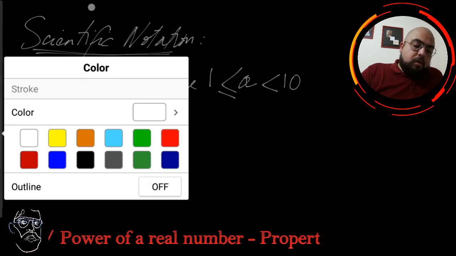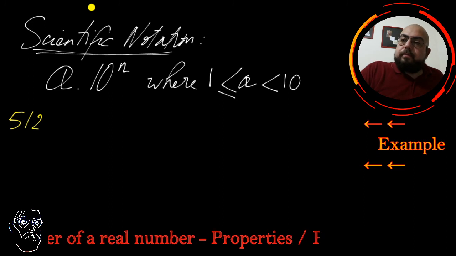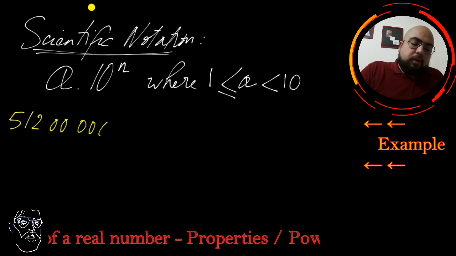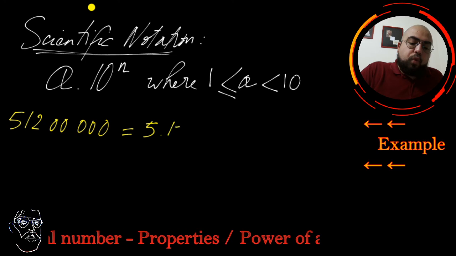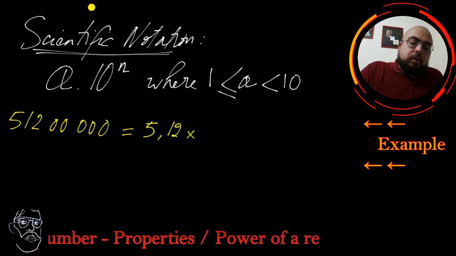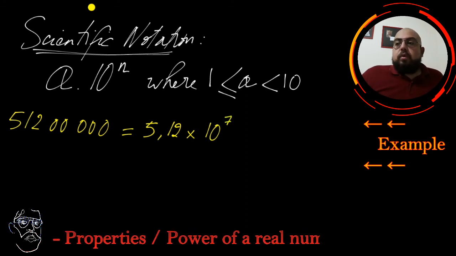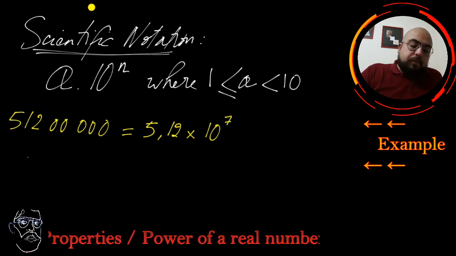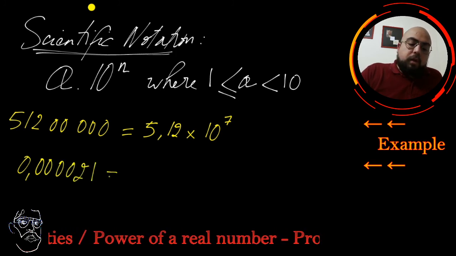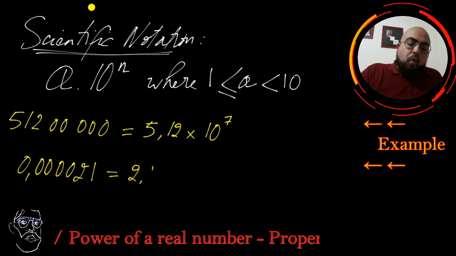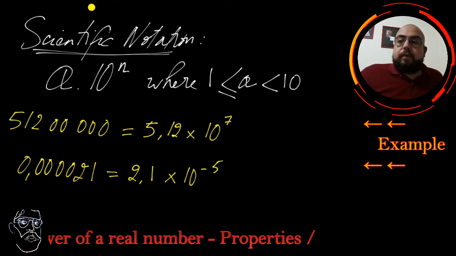Example, let's say we have 5,120,000, and I want to write it in scientific notation. You have to write it down as 5.12 times 10 to the power of, you have to count, 7, so 10 to the power of 7. Now what about 0.000021? It will be equal to 2.1 times 10 to the power of minus 5, and this is how you have your scientific notation.